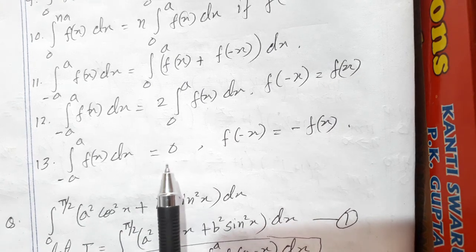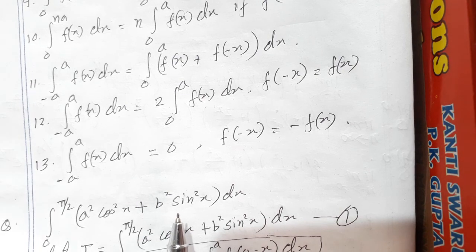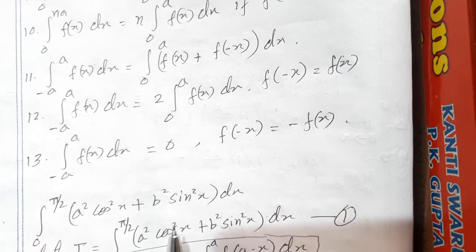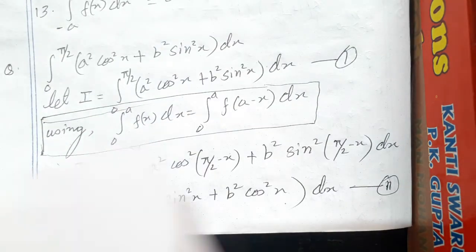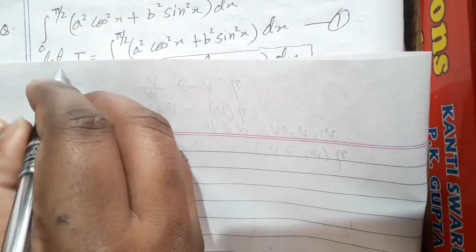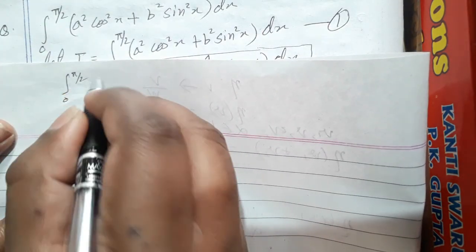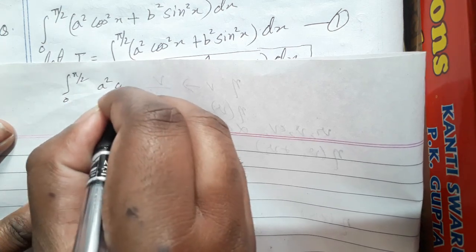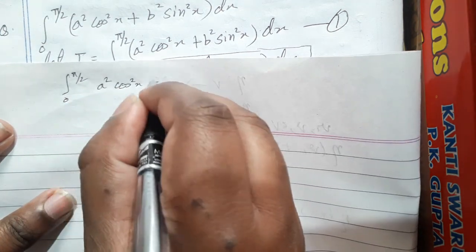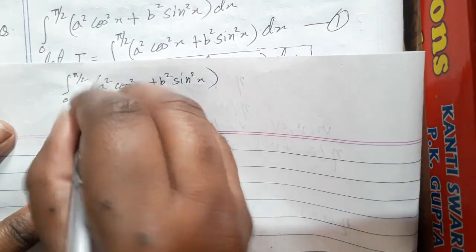So these are some of the properties of definite integral. Using these properties, we'll try to solve problems. Suppose we have this question: the integral from 0 to pi by 2 of 1 over a square cos square x plus b square sine square x dx.